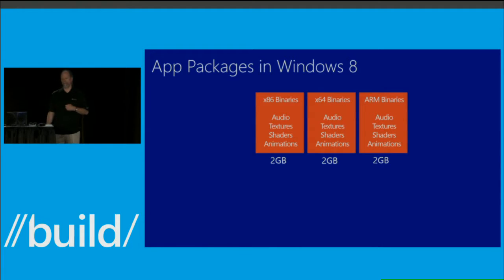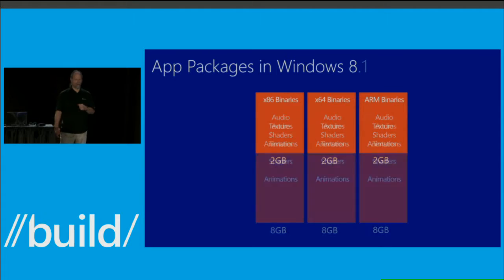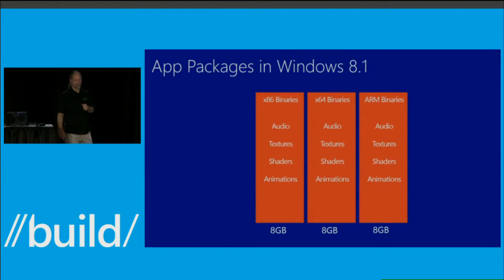And that was a major challenge for a lot of the PC game developers and console game developers that wanted to come to the platform. So in Windows 8.1, we actually just changed that. If you now have more assets and they put you over the 2 gig limit and you hit F5 on an 8.1 app, it should just work. So if you have an 8 gigabyte application, you should be fine.